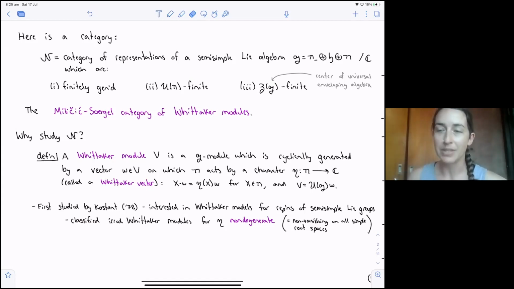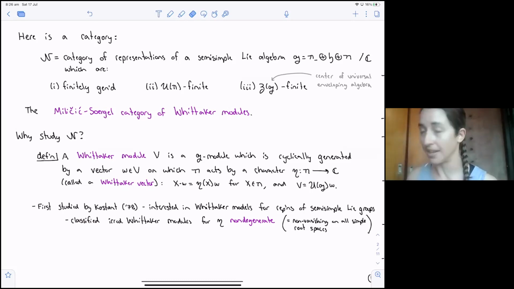And what he realized was asking this question was the same as asking when a representation had a Whittaker vector for the corresponding Lie algebra from the semi-simple Lie group. And so this led him to this notion of a Whittaker module. And he actually classified them in a specific case in this original paper. And he classified them in the case where the character was non-degenerate, which is sort of the opposite of the zero character example I gave earlier.